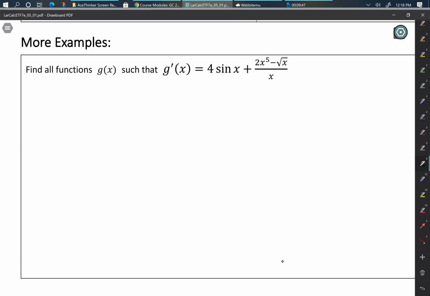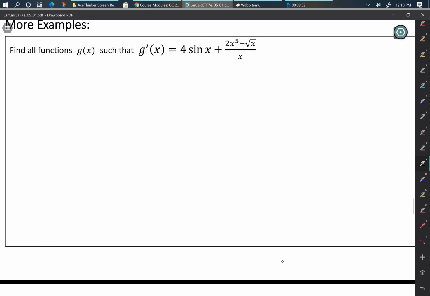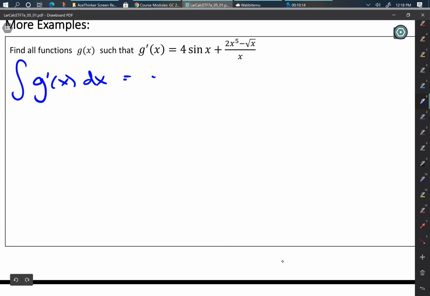Now, this is a different example because the directions are different. It reads, find all functions g of x such that their derivative g prime would be 4 times sine x plus the fraction 2x to the 5th minus the square root of x over x. Okay? So essentially what we're saying here is, and we're going back to that definition, the integral of g prime of x dx is going to be equal to g of x plus c, and that will be all functions.